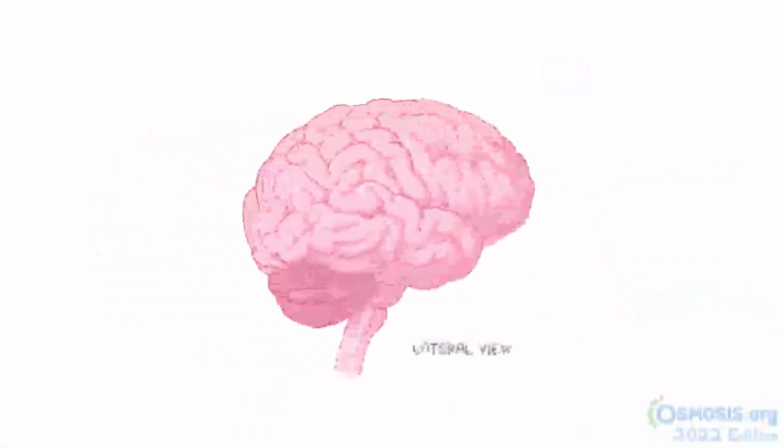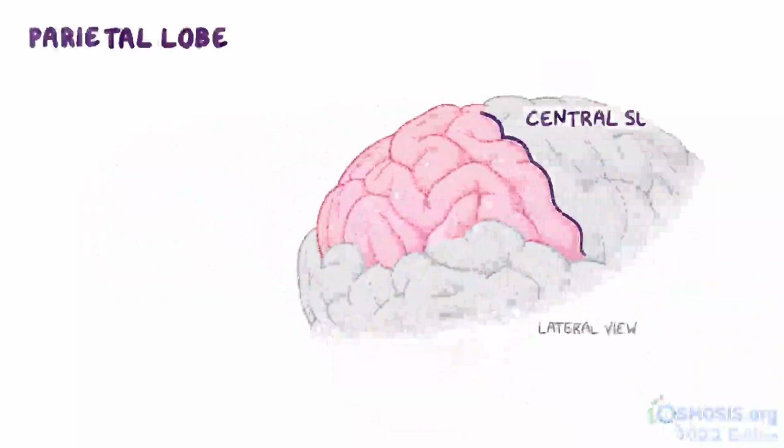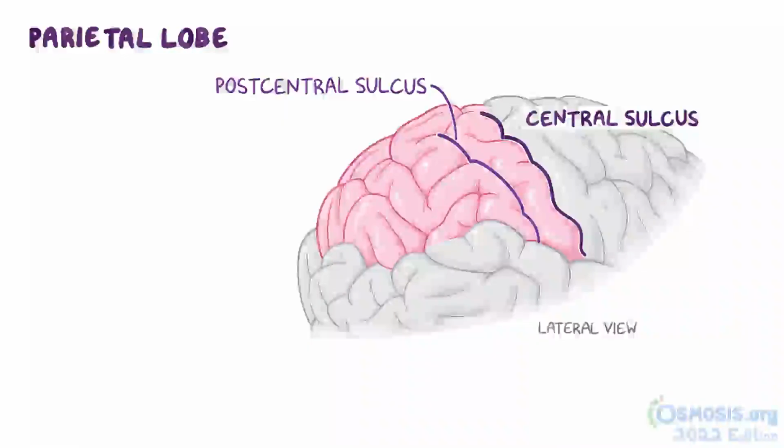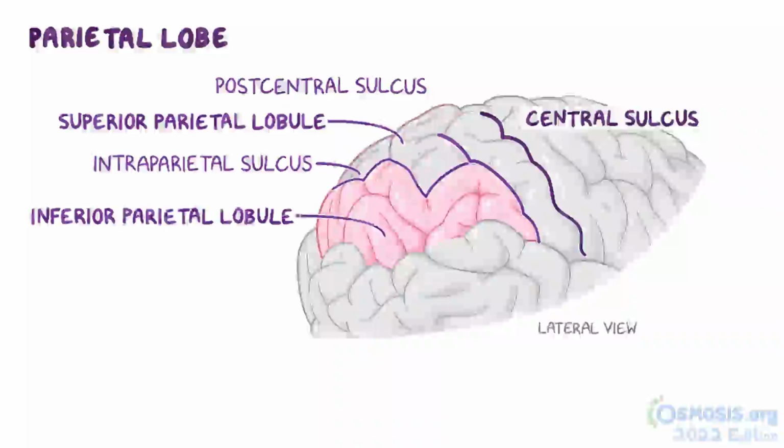Okay, let's move on to the parietal lobe. On the lateral view, just caudal to the central sulcus, running parallel to it, is the postcentral sulcus. Together, the central sulcus and the postcentral sulcus form the borders of the postcentral gyrus. Running caudally from the middle of the postcentral sulcus, or near it, is the intraparietal sulcus, which divides the rest of the parietal lobe into the superior parietal lobule above it and the inferior parietal lobule below it.